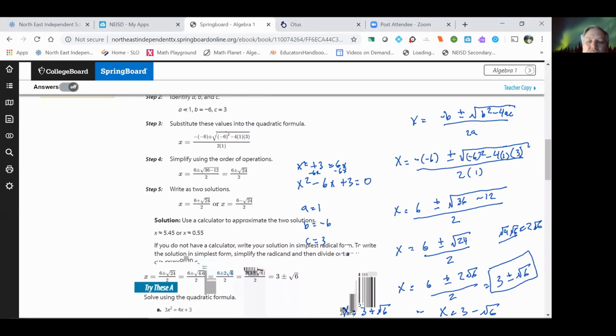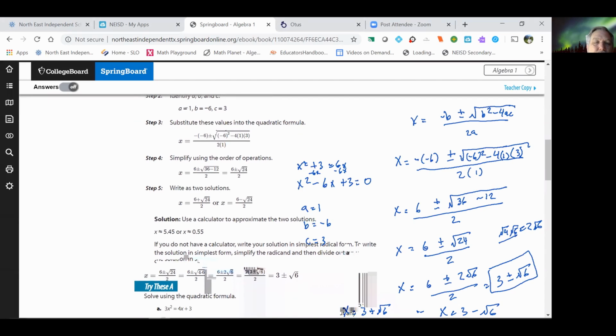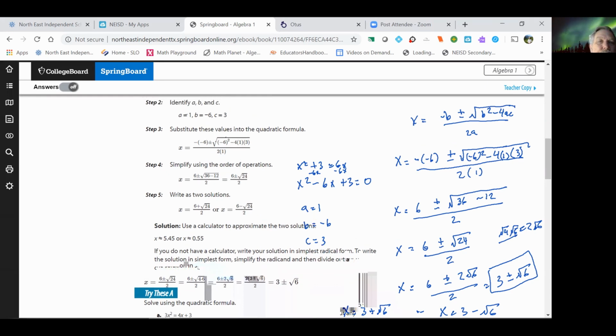And then when you put it in the calculator, it's going to end up with x is equal to 5.45, and x is equal to 0.55.